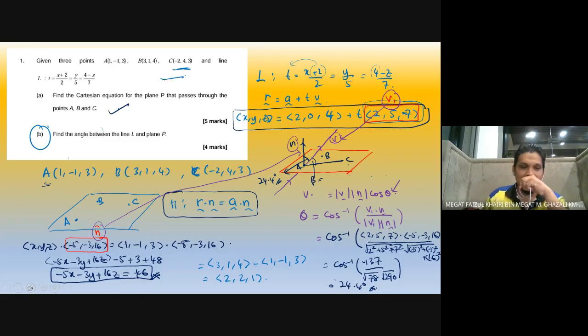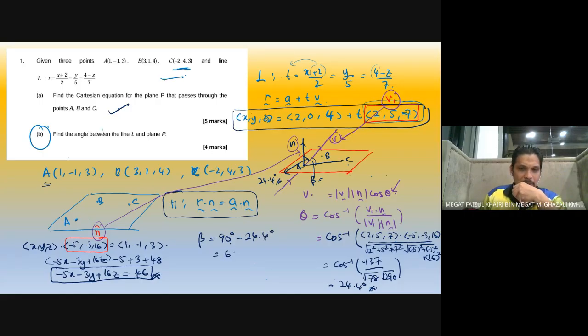So to find beta, just make it as 90 degree minus 24.4 degree, and this is going to give you 65.6 degree. There you go. So the solution for question number 1.